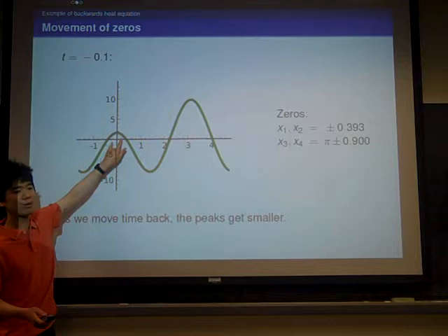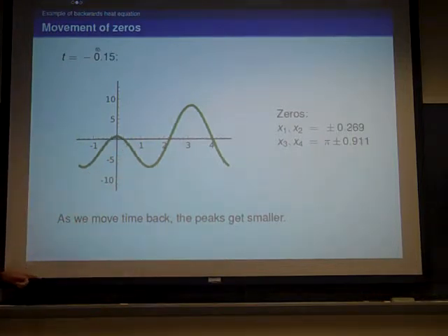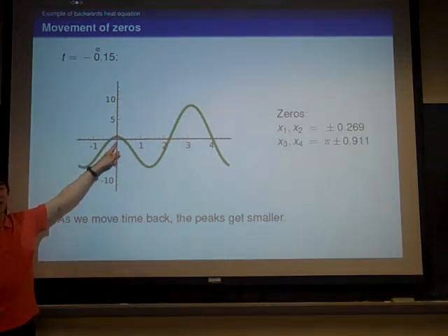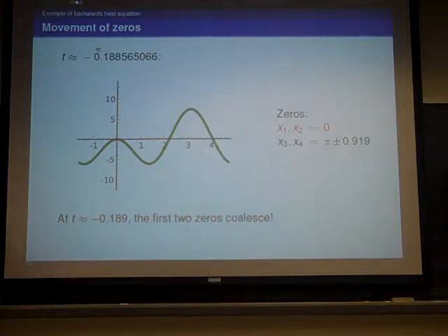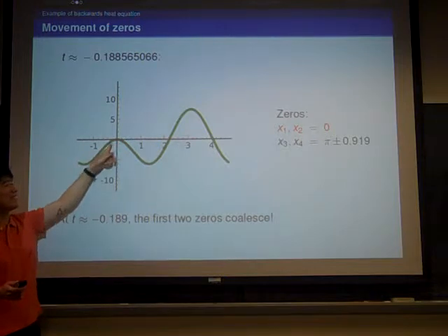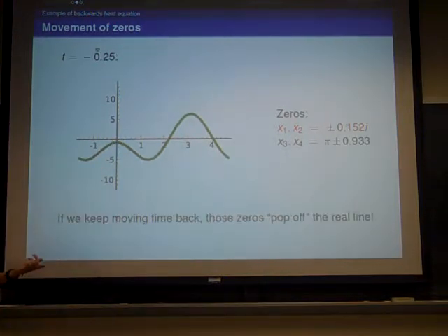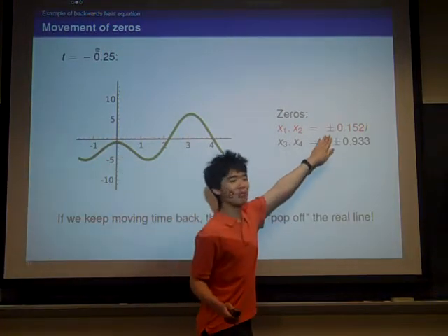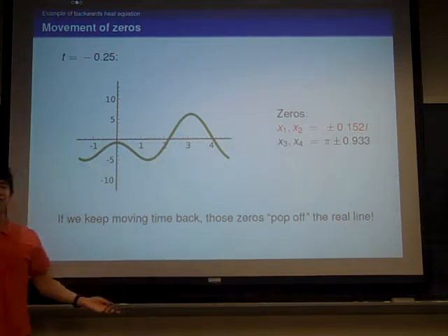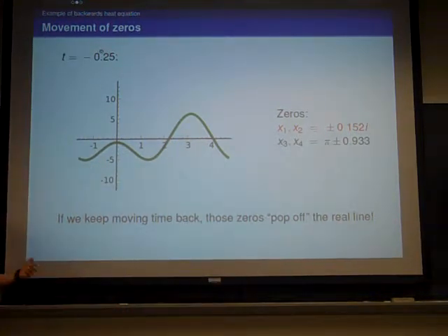So here, these two zeros, x1 and x2, as we keep moving time back, they get closer and closer to each other. And eventually, they bump into each other at 0, at this very special time. And now, if we keep moving time farther back, we know that this thing is going to go down, so these two zeros have nowhere to go. So they end up becoming complex. So what has happened is, as we move time backwards, the zeros got closer and closer to each other, and then they popped off the real line.